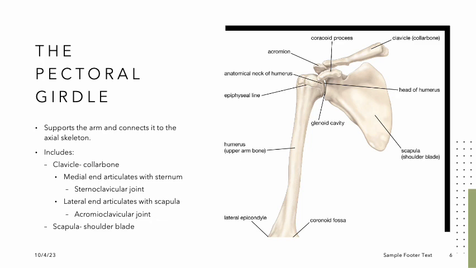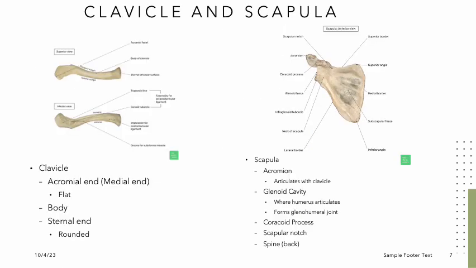The other end that meets with the scapula meets with the part of the scapula called the acromion. So that is called the acromioclavicular joint. Acromion to clavicle, acromioclavicular. And those are the two joints in the pectoral girdle. So the clavicle and the scapula have very distinct landmarks and distinct parts.